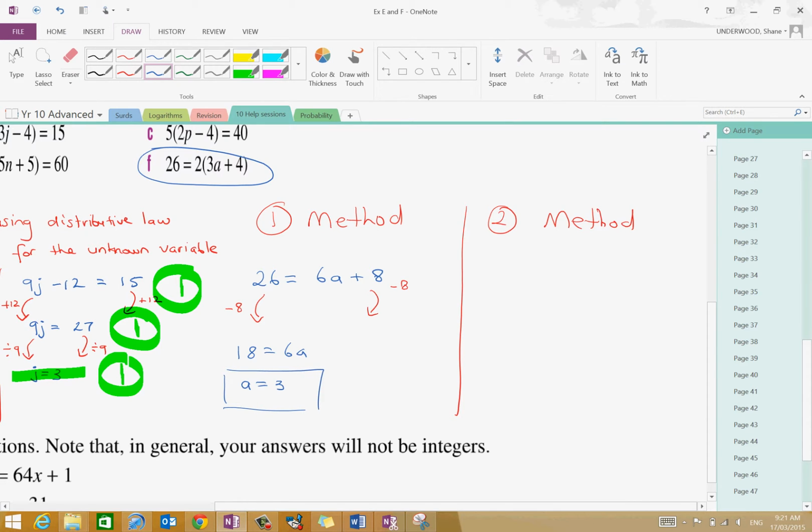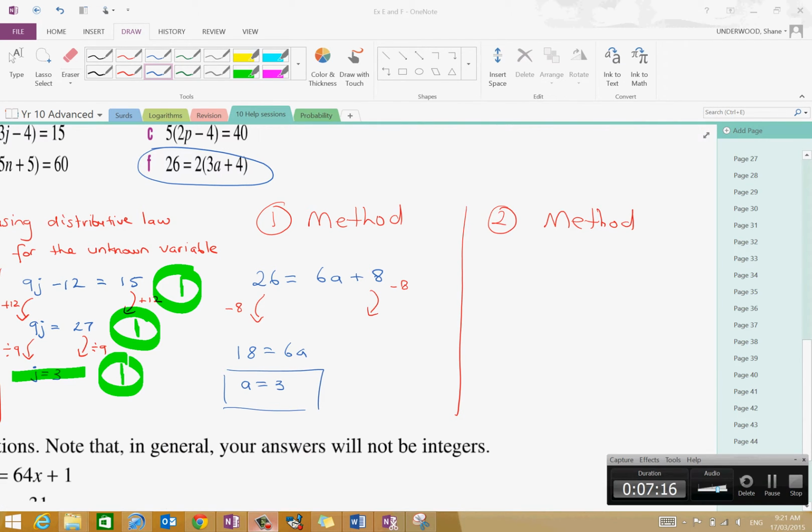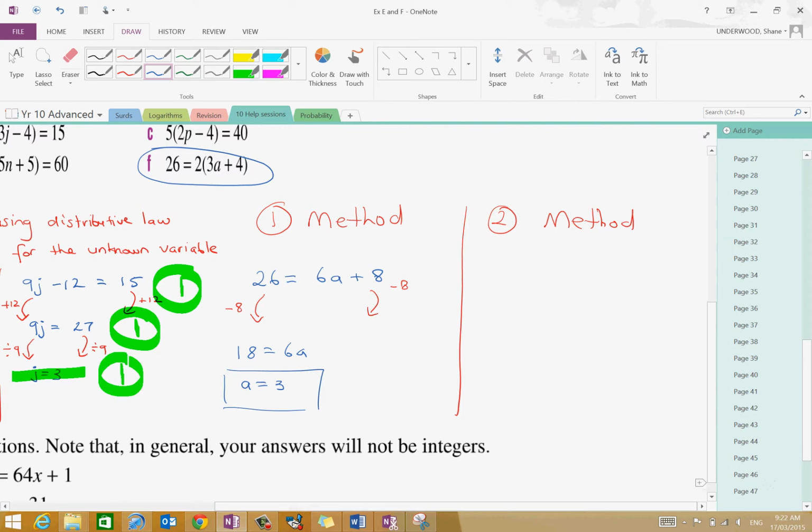You could alternatively, can someone explain to me or put their hand up, what is method 2 for doing this problem? What's method 2? Anyone want to put their hand up and have a go? Okay, so Bill's going to explain his method. What's your method, Bill? You want to divide both sides by 2. Okay, so you want to divide both sides by 2. So you've got 26 is equal to 2(3a plus 4).